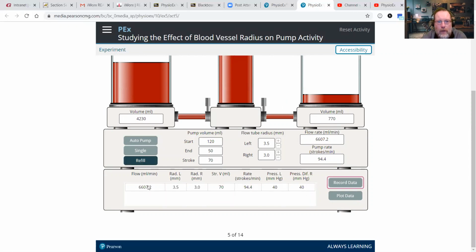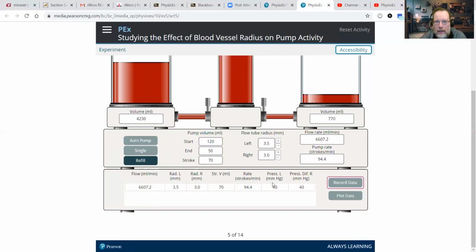So anyhow, if we measure that out and do a little bit of multiplication, we're going to get a flow rate of 6,607 milliliters per minute. Now, this is kind of our baseline. We're going to start with a flow tube radius of the aorta at 3.0 millimeters. So again, we kept stroke volume constant. We have the left radius at 3.5, which will keep constant throughout, and then that right starting radius of 3.0.